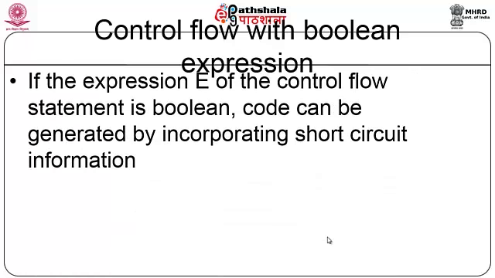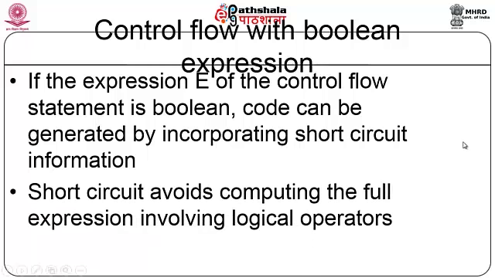Now we already discussed that expression, which is a Boolean expression, that is typically part of your control flow statement. Typically here, this code can be generated by incorporating short circuit information also. So this section will talk about combining whatever we already know as part of the control flow statements SDD along with the Boolean expressions SDD, but we will be incorporating the short circuit information also.